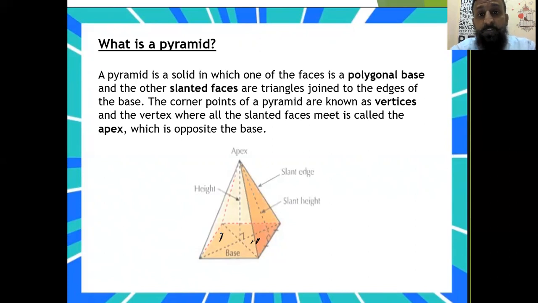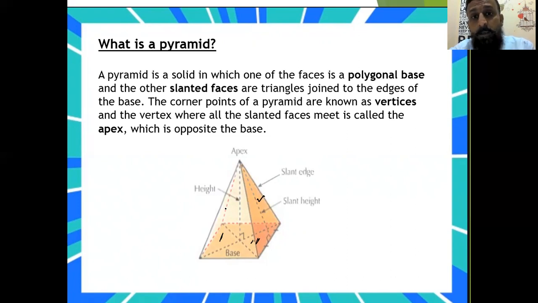And the slanted faces are triangles. Boys and girls, the slanted faces are just like these triangles joined, and they form a pyramid. So these are the slanted faces made up of triangles. The front side, the side, and the back side are all made up of triangles. The slanted faces are triangles joined to the edges of the base.